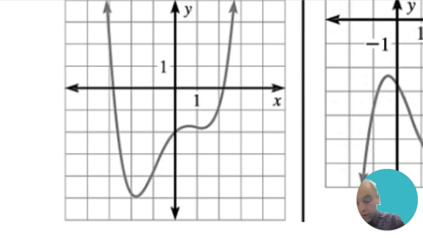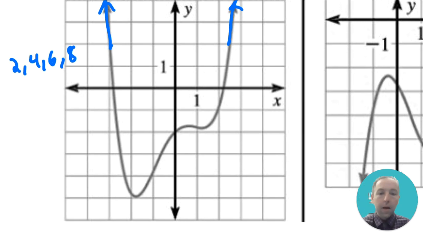You at least for sure know, because the ends go in the same direction, that it has to be an even degree. So it's got to be degree 2, 4, 6, 8, that sort of thing. But because this has 1, 2, 3 turning points at least, the degree is always going to be higher than the number of turning points, because the most turning points a polynomial function could have is exactly 1 less than the degree, and then even multiples from there.